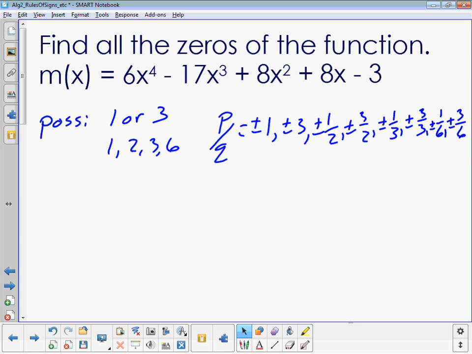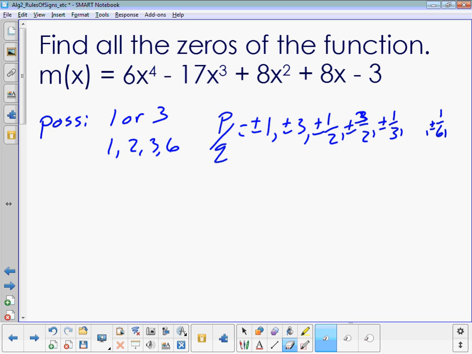Now, keep an eye out for repeats. We don't want to put repeats down because they just waste time. 3 over 3 is 1. That's a repeat. We don't need it again. 3 over 6 is the same as a half. We don't need to put it down again. So our possible rational roots are positive negative 1, positive negative 3, positive negative 1/2, positive negative 3/2, positive negative 1/3, and positive negative 1/6. Those are the numbers that we have to use.